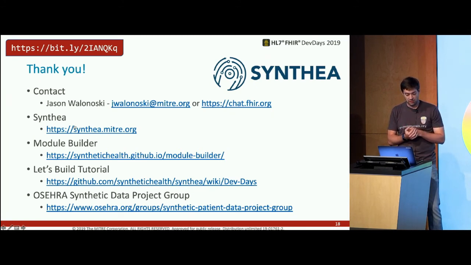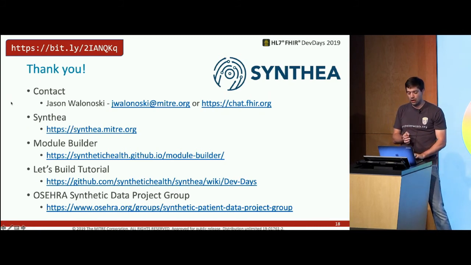There's a website, synthea.mitre.org. If you go there, it will give you links to the SyntheticMass website, which is a set of pre-generated data of 1 million synthetic patients in the state of Massachusetts, as well as a FHIR API to access those. That's basically the Google Health FHIR API. You can also find a link to the module builder if you want to edit or just play around or look at the different disease models we have. The Let's Build tutorial is there.